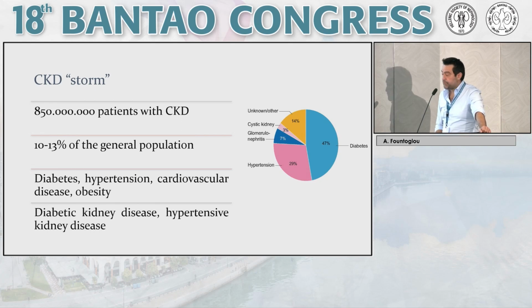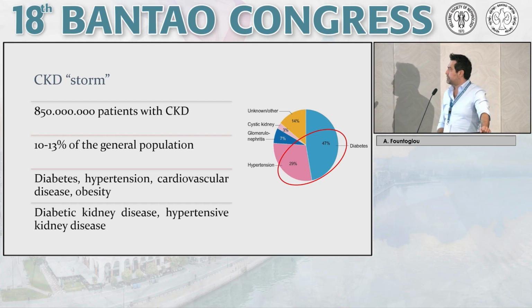The prevalence of CKD is estimated to be 10 to 30% of the general population, and the major risk factors are diabetes, hypertension, cardiovascular disease, and obesity. These risk factors determine the two main forms of chronic nephropathy, diabetic kidney disease and hypertensive kidney disease, that together account for up to 50% of all end-stage renal disease cases.